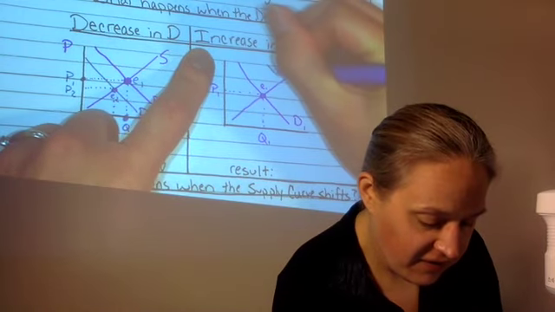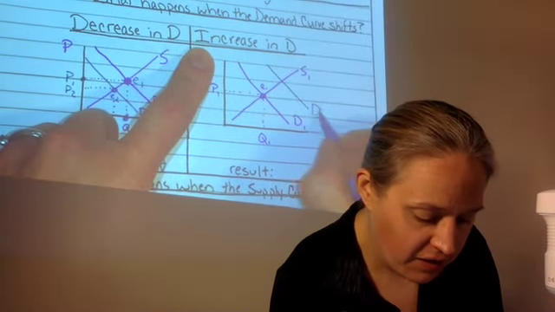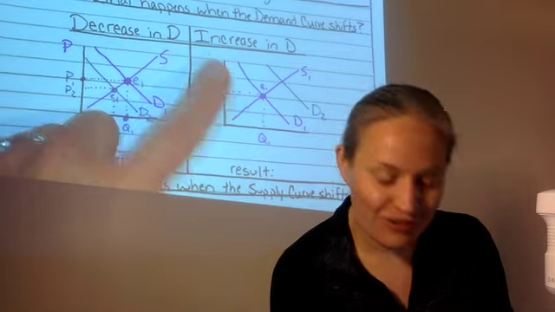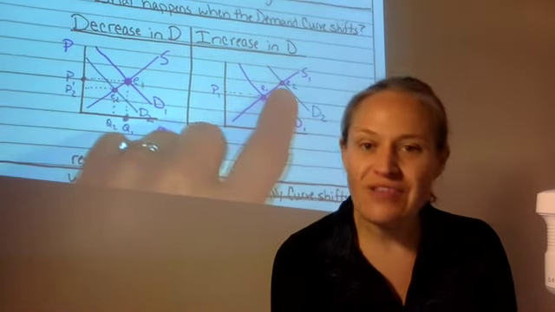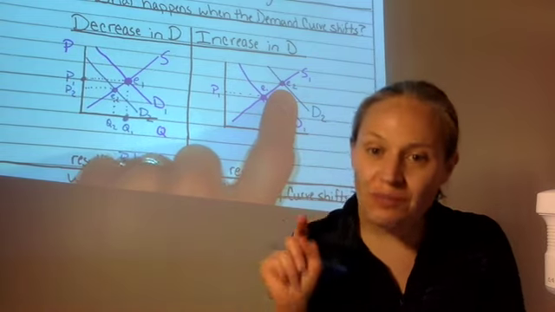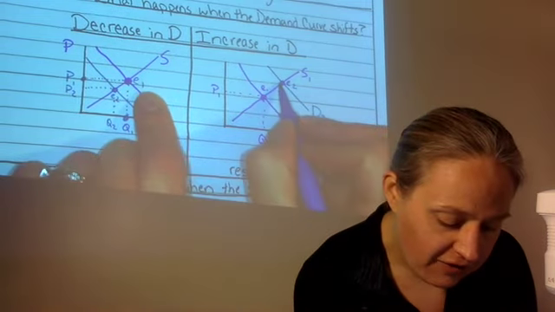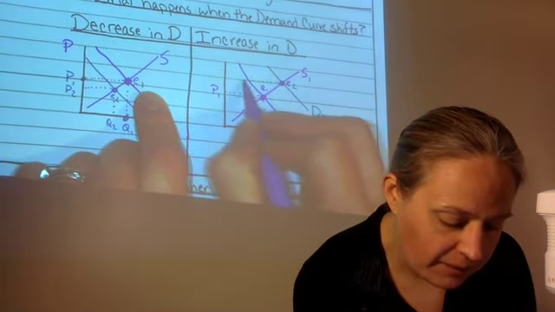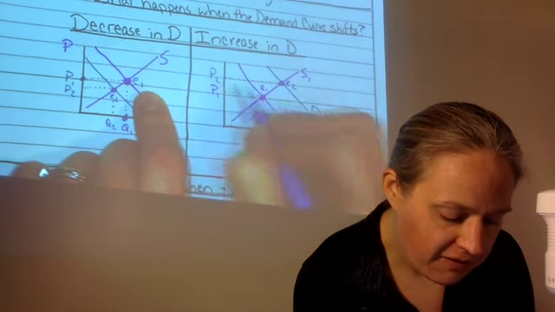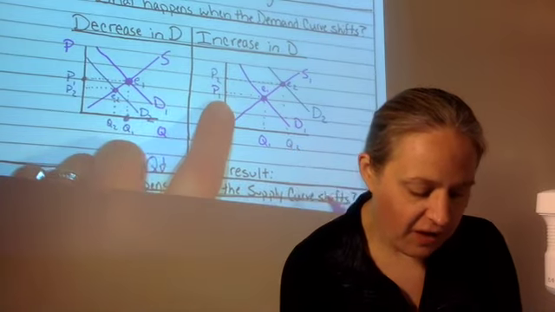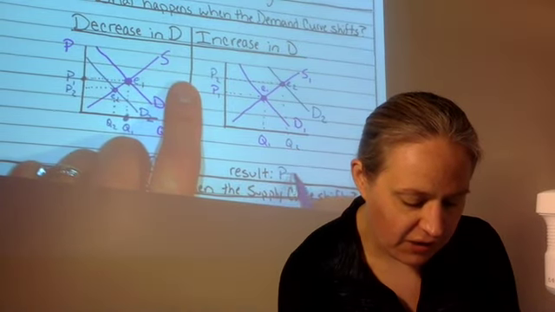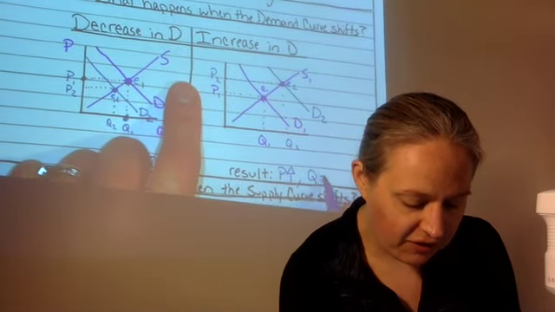So to the right of our old demand curve, we're going to put our new demand curve, which we labeled D2. And now we have a new equilibrium. And remember, the equilibrium point determines the price and the quantity. So from our equilibrium come our price and our quantity. And so the result is that the price increased and the quantity increased.